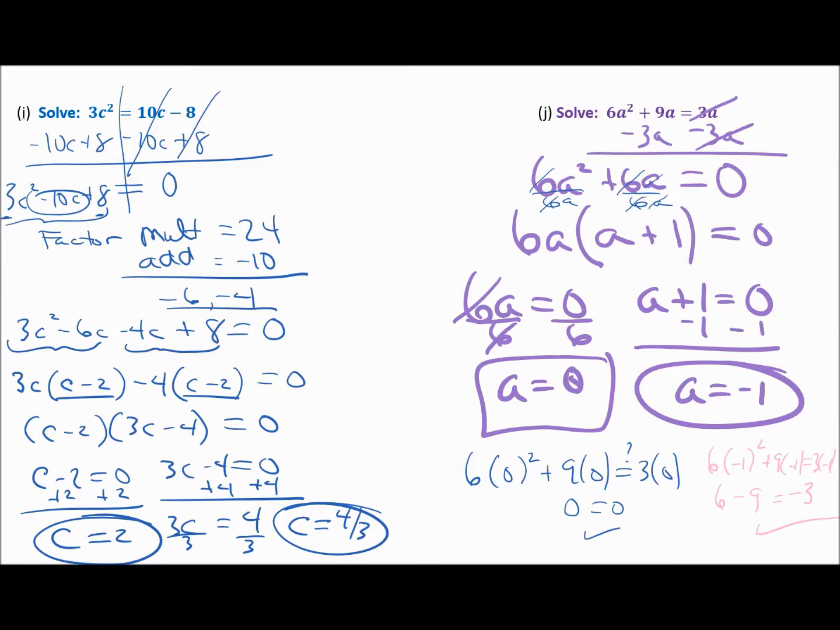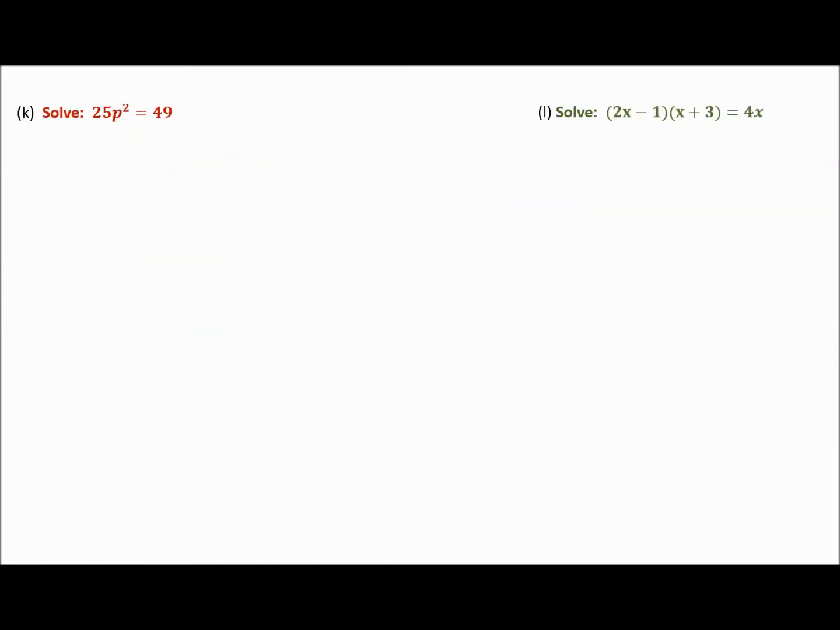I encourage checking. All right, we've got 25p squared equals 49. So remind me the two things I have to do: get it equal to 0 and factor the other side. Neither of those things is happening in this problem. So the first thing I'm going to do is get my equation equal to 0. The p squared, that's the highest exponent we're dealing with. Let's leave it positive. So I'm going to subtract 49 from each side of my equation.